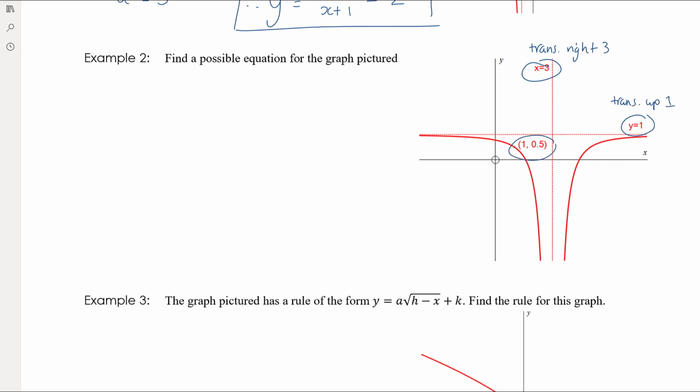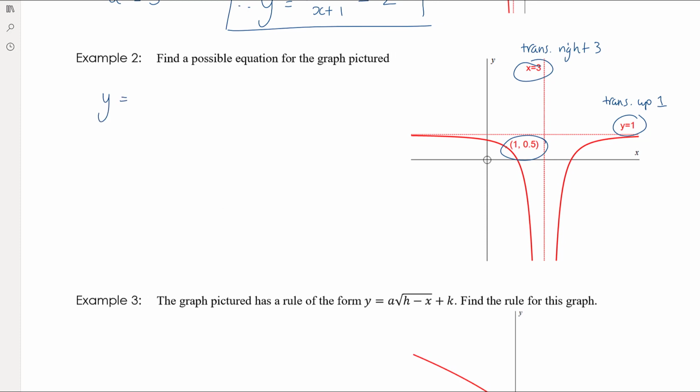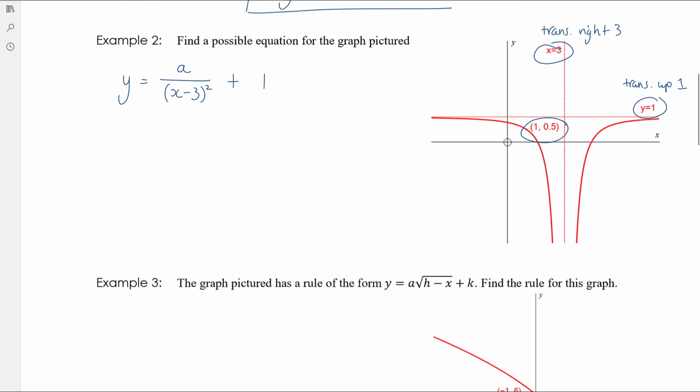We've then also got a point, which again is going to enable us to think about any dilation factor. So we've got a truncus. Don't know about the dilation factor yet, we'll work that out. We know that it's gone to the right by 3, so it's going to be x minus 3 all squared because it's the truncus shape, and then up 1. Then we need to think about using this point to find the value of a.